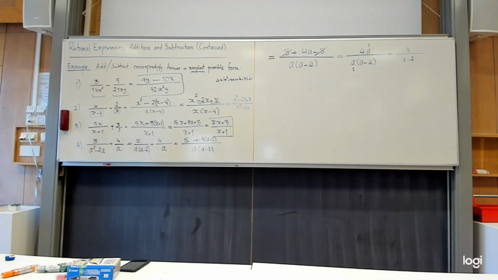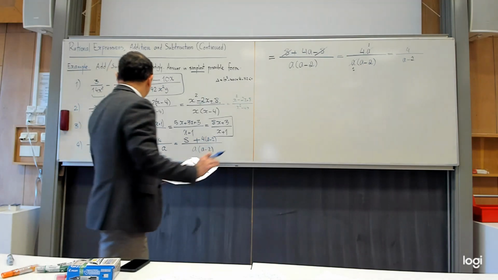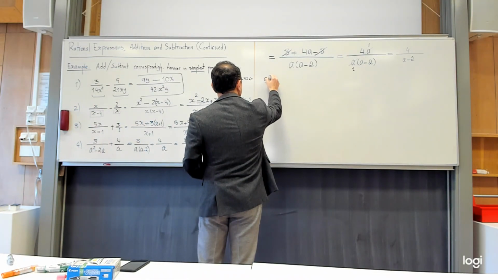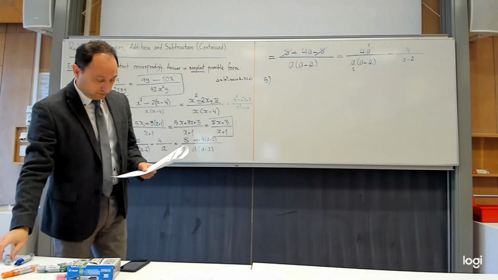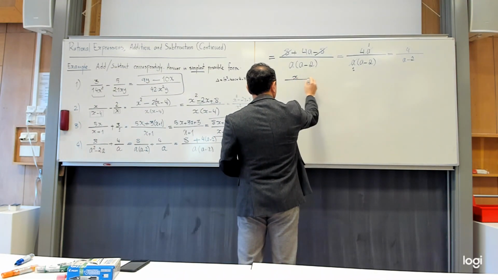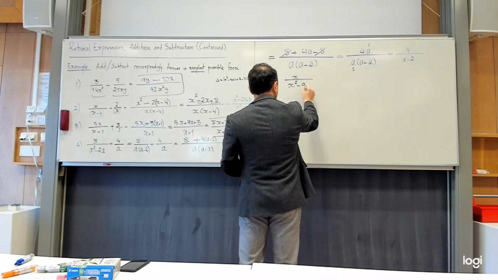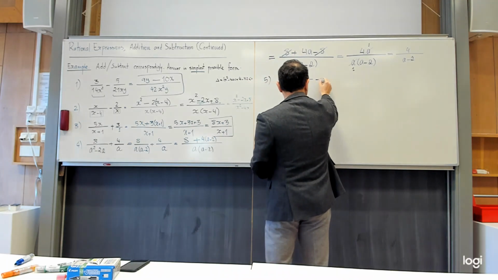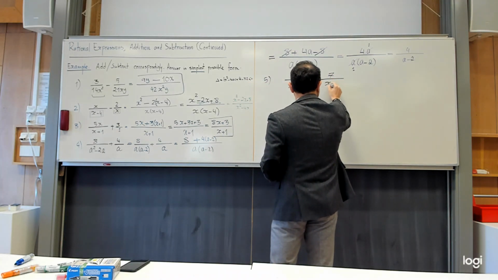Let me give you another of this type of example. So number 5. X over x squared minus 9, and then minus 7 over x plus 3.